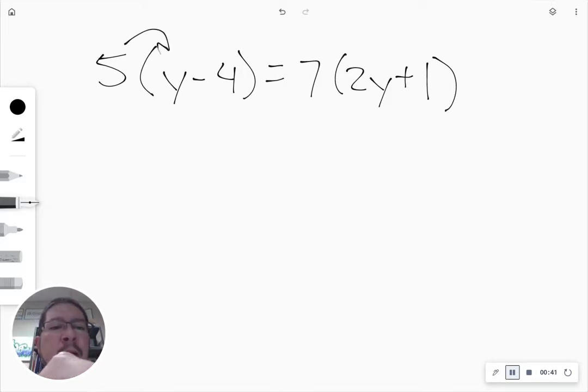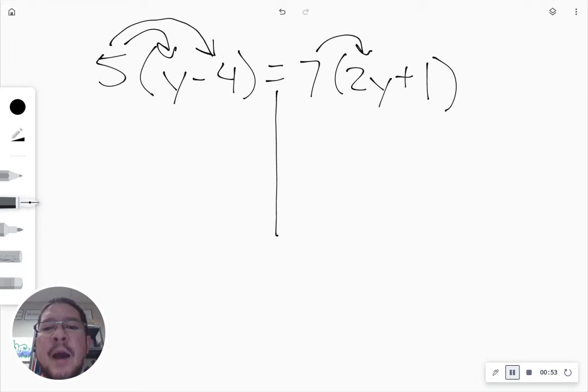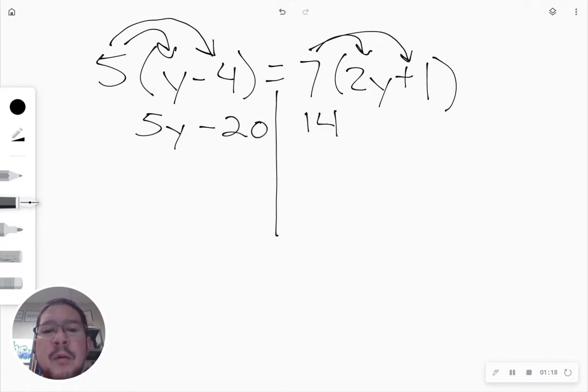We've got to get rid of the parentheses. In order to do that, I'm going to draw my arrows. On the left side of the equation, I multiply the 5 times the y, and then the 5 times the negative 4. On the right side, I have 7 times 2y and 7 times a positive 1. We're going to do one side of the equation at a time. 5 times y is 5y. Then 5 times negative 4: the most important thing to remember is that we have to carry this negative sign, so that gives me negative 20. On the right-hand side, 7 times 2y gives me 14y, and 7 times a positive 1 gives me plus 7.